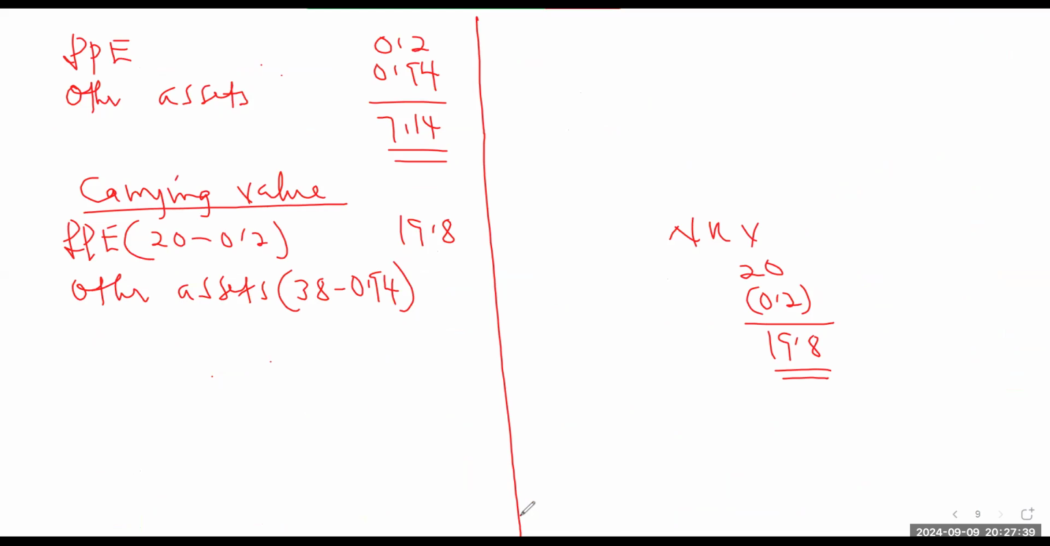If you subtract 0.94 from 38, what are you going to have? 37.06. If you put them together, what are you having? 56.86. What is that mistake that you should not do?